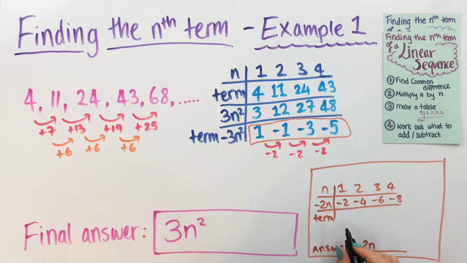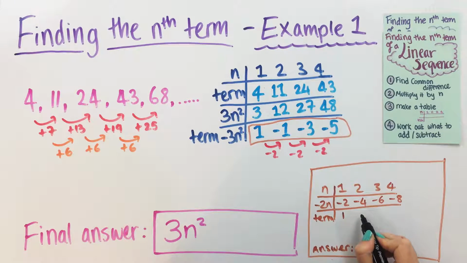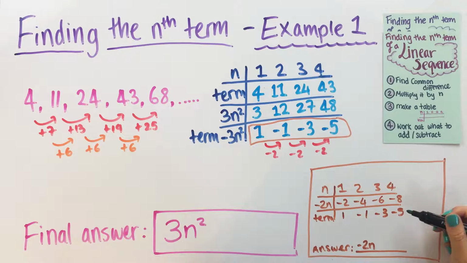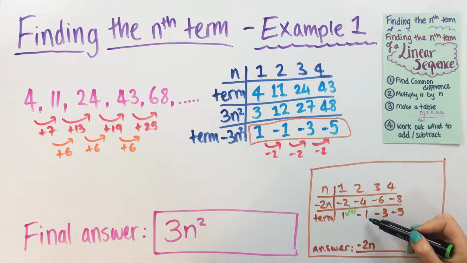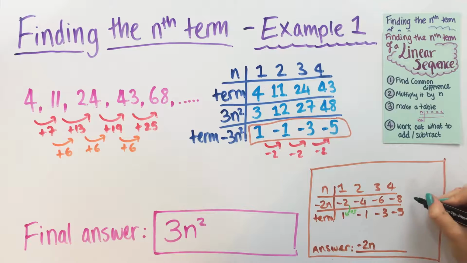We then write in the terms of our sequence, so our sequence here is 1, minus 1, minus 3, minus 5. And then we work out what we add or subtract to get from this second row to the third row. So here, minus 2 to 1, we're adding 3. Minus 4 to minus 1, we add 3. Minus 6 to minus 3, we add 3. Minus 8 to minus 5, we add 3. So in fact, this whole second row we add 3 to get to the third row.